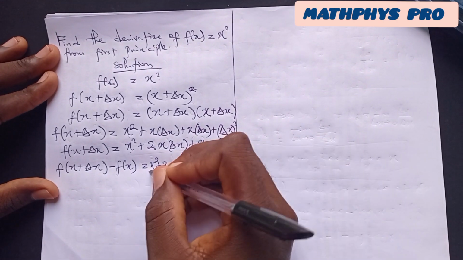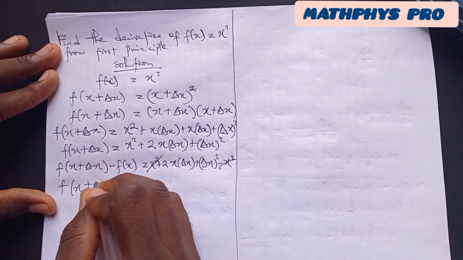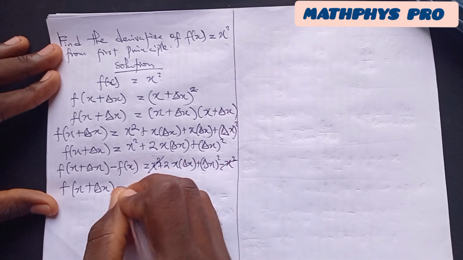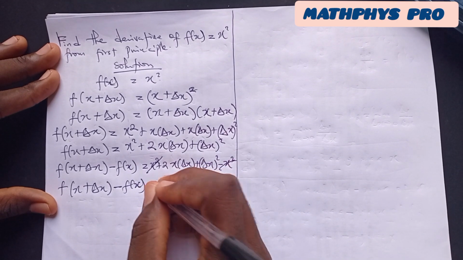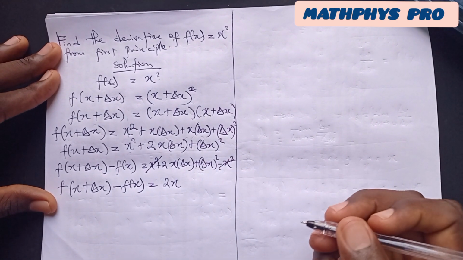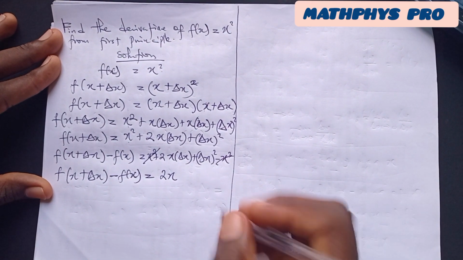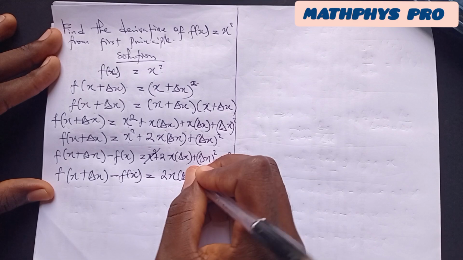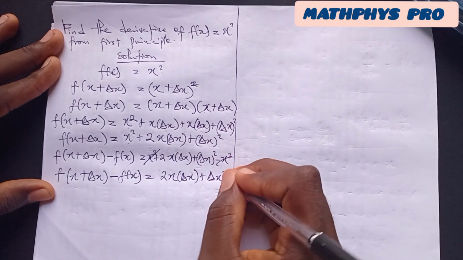So this will cancel this. We are left with f of x plus change in x minus f of x equal to 2x change in x plus change in x squared.